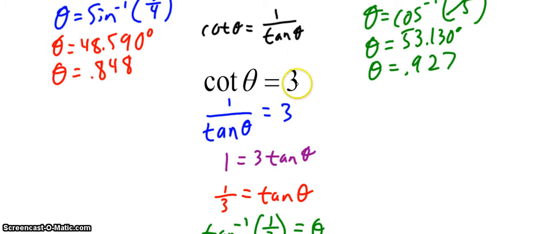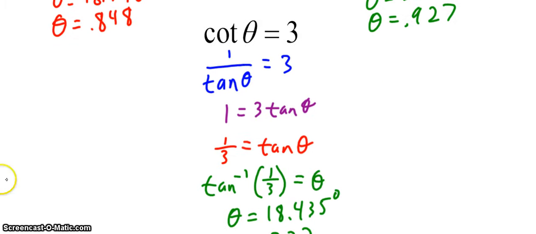And so if cotangent of theta equals 3, then 1 over the tangent of theta has to equal 3. So now, doing a little bit of algebra, I could multiply both sides of this equation by tangent of theta. So 1 has to equal 3 tangent of theta. And then divide both sides by 3. So 1/3 has to equal tangent of theta.